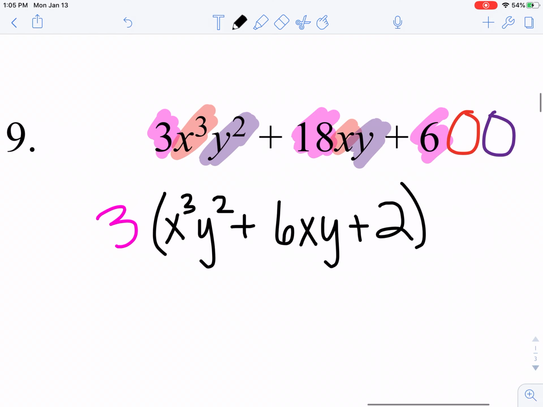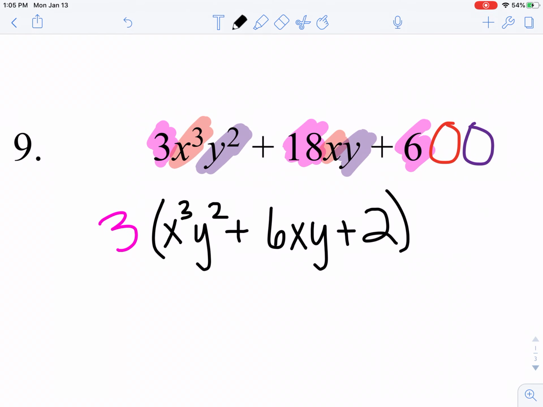Okay? So if we look at number 9, again, the first thing I do is I look at those coefficients, those numbers in front of my variables. So I have a 3, an 18, and a 6. I know that all 3 of those numbers are divisible by 3, so I take out a 3. And then I'm going to look at my variables that I have attached to those coefficients. In my first term, I have an x cubed and a y squared. In my second term, I have an x and a y. And in my third term, I don't have any variables, which means that I can't pull any variables out of this expression to make it any more simplified, since it's not in that last term. So once I take a 3 out of all 3 of those numbers, I'm left with x cubed y squared plus 6xy plus 2.